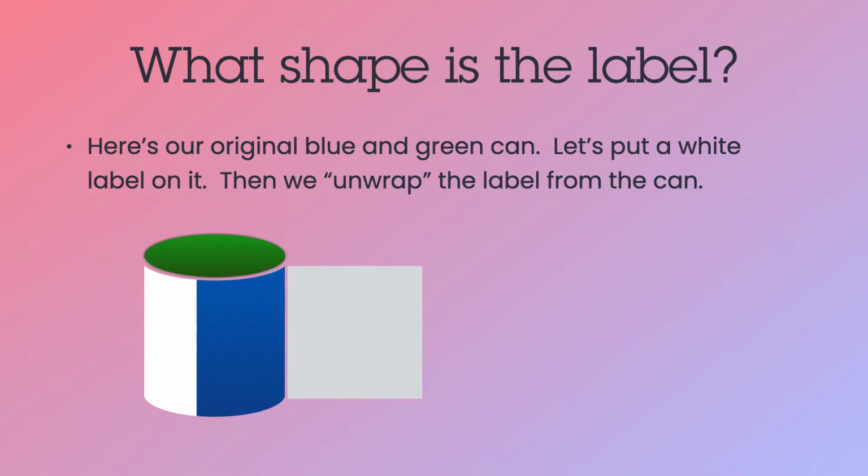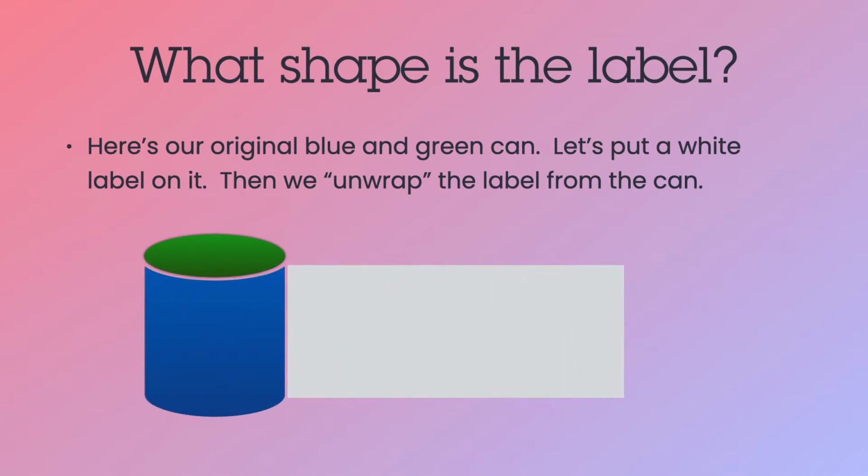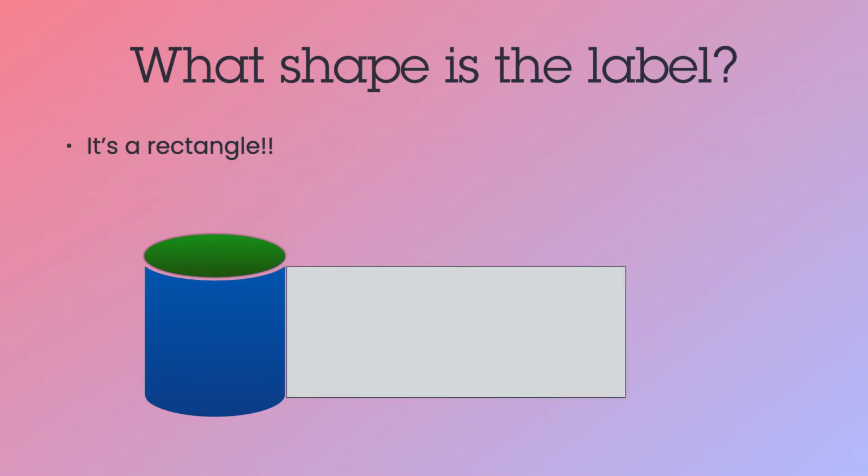Here's our unwrapping. Once we've got that fully unwrapped, we realize it's a rectangle. So finding the area of this is not going to be as hard as you might have thought. It's just going to be length times width or base times height, however you want to consider it. Now the height of this label matches the can height exactly. So if you're given the height of the cylinder, you know the height of the rectangle.